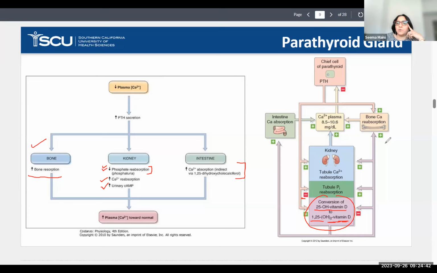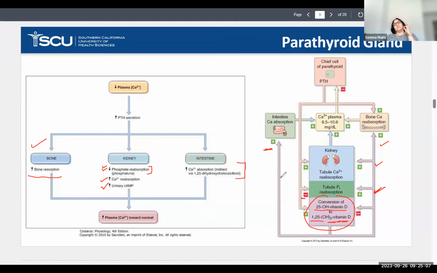It is going to cause bone resorption of calcium ions. It is going to increase reabsorption of calcium ions from the kidneys. It is going to inhibit its own conversion, okay? But if you look at the vitamin D effect, it increases phosphate reabsorption also, okay? And there's another effect, that is intestinal absorption of calcium ions.